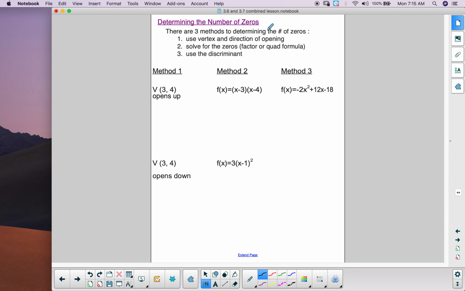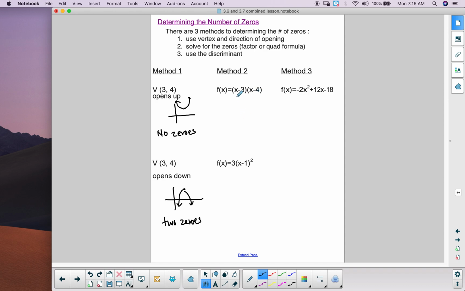There are three methods to determine the number of zeros of a quadratic equation. One is to use the vertex and direction of opening. For example, if you have a parabola that has a vertex (3, 4), and it opens up, a rough sketch would be like this. It's never going to touch the x-axis. So in this case, there are no zeros, no roots. And if it's a parabola with vertex (3, 4) that opens down, then you know it's going to have two zeros, because it's going to touch the x-axis at 2 points.